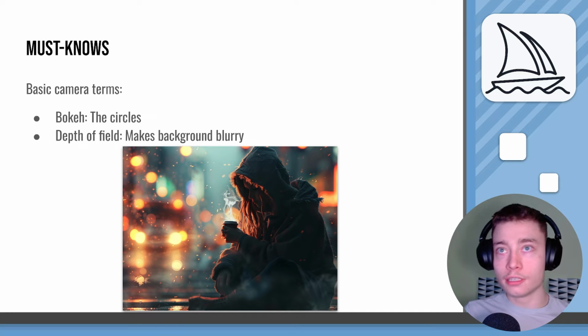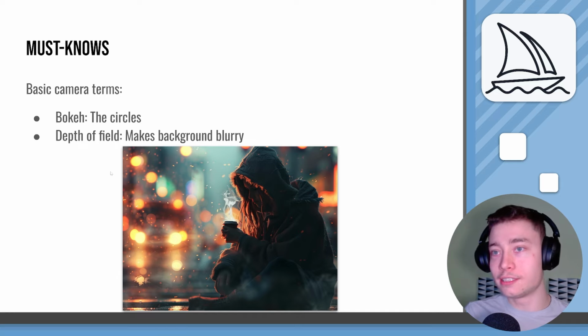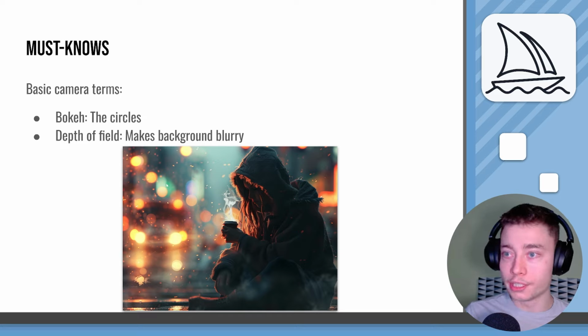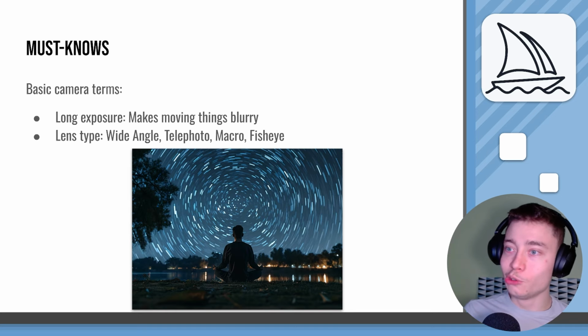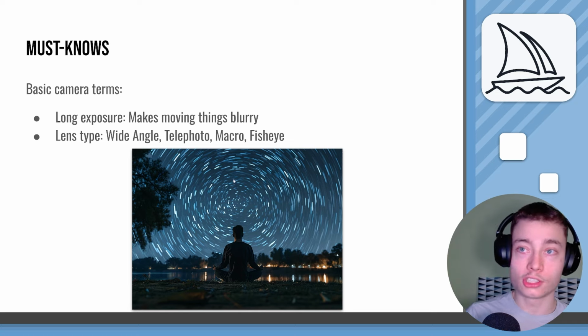Here are some must-know terms. Basic camera terms, bokeh, I don't know how you pronounce that, but basically it's these circles in the light. And depth of field makes the background blurry. So as you can see, the girl is in focus and the background is blurred. Very nice. Long exposure, this is used for stars or for time lapses. And lens type, you can do wide angle, telephoto, macro, fisheye. There are so many lens types.